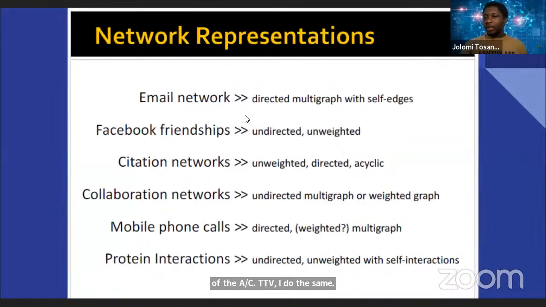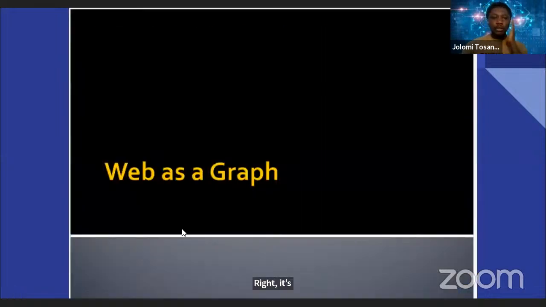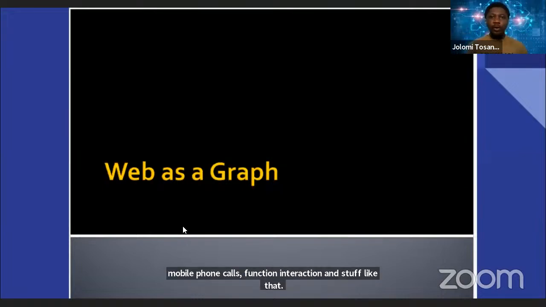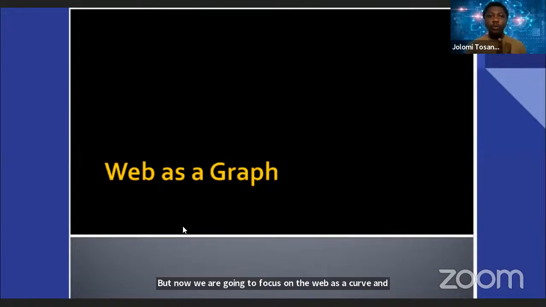So basically, you can think of any system as a network, whether an email network, the people you send mails to, Facebook friendships, citation, collaboration, mobile phone calls, friend interaction, and stuff like that. But now we are going to focus on the web as a graph, and I will just tell the story of Google, what makes Google to become Google when they were nothing. I mean, Google did exist at some point in time. We had stuff like Yahoo search, but Google implemented something that made them stand out and lead as far as search engines are concerned.